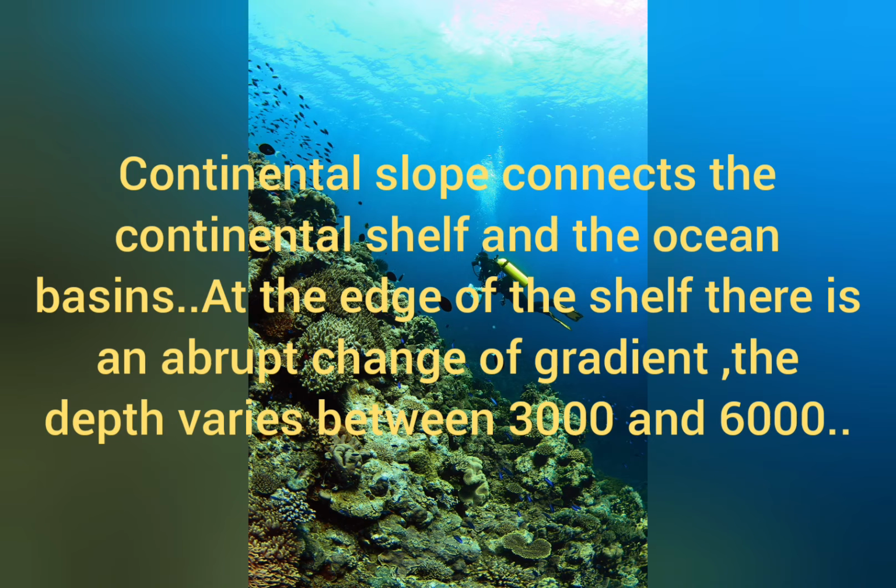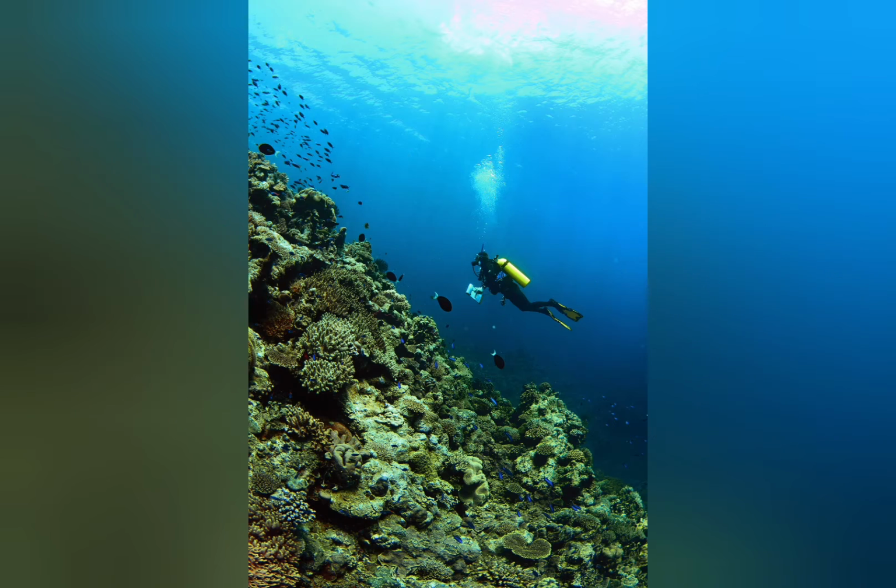Let us talk about the continental slopes, which are an extension of the continental shelves. They are basically there to connect the continental shelf with the ocean. They are the edges of the continental shelf which gradually merge with the ocean, and the height or the gradient varies from 600 to 300 meters.